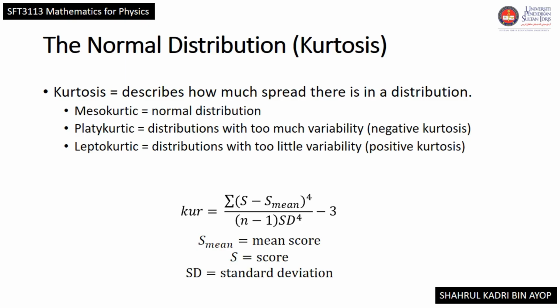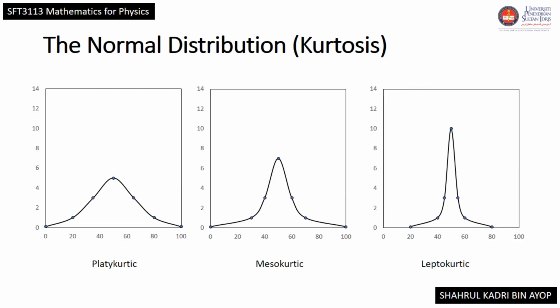This is the equation which can be used to determine the kurtosis of a distribution. As you can see here, this is the graph for platykurtic, mesokurtic, and leptokurtic.